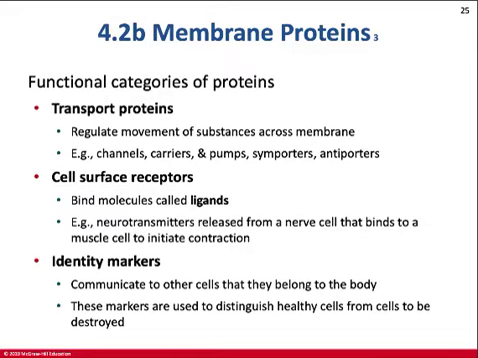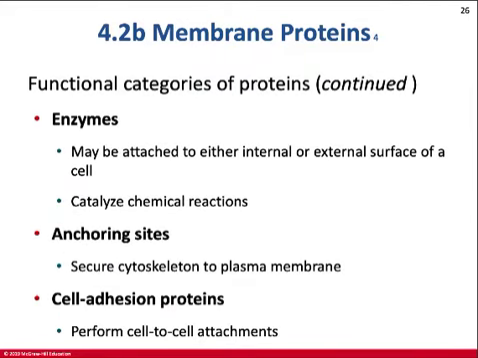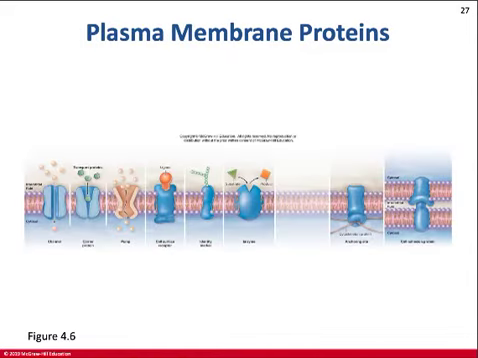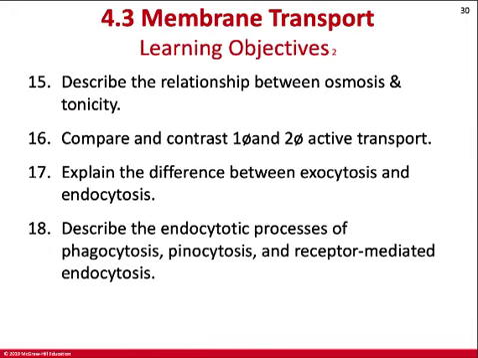Identity markers communicate to other cells that these cells belong in the body and shouldn't be destroyed, so you can think of them like chemical ID tags. Other roles, enzymes can be on the cell surface, either facing the extracellular matrix, or on the cytoplasmic side, and they simply lower the activation energy of the chemical reaction so that it happens more quickly. And anchoring sites can secure the cytoskeleton to the plasma membrane, while adhesion proteins lock these cells either to the extracellular environment or to each other. And there's examples of each type. Okay, so those are some of the components we've gone through.